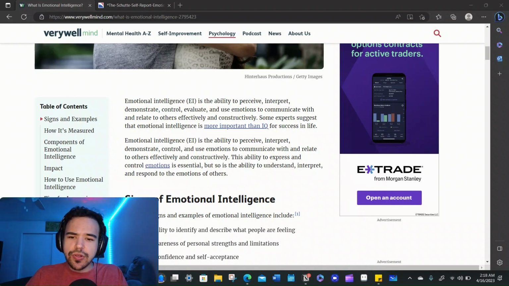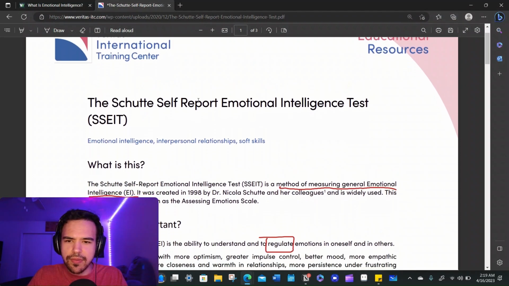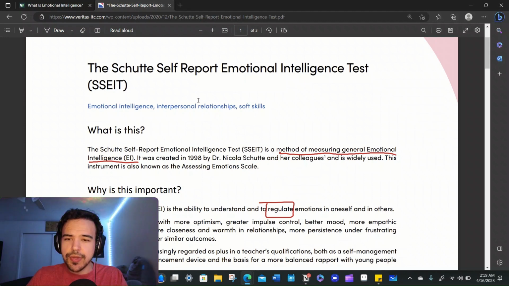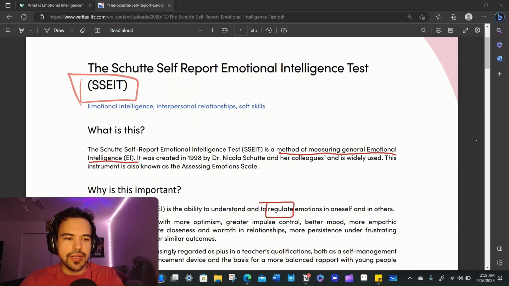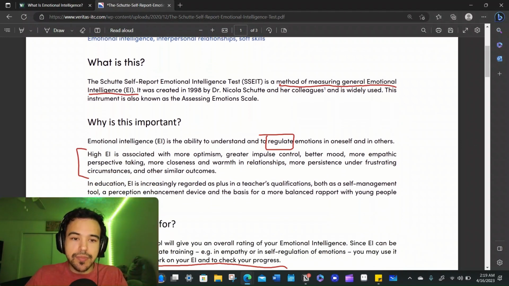This ability to express and control emotions is essential, but so is the ability to understand, interpret, and respond to the emotions of others. Now, I found this, which I may have taken before, but it looks really familiar. I'm assuming that's pronounced Schutte, but it's the Schutte Self-Report Emotional Intelligence Test. If I were you, I would just type that into Google and take the test. It is a method of measuring general emotional intelligence. I didn't give us anything too hard. There are measures out there that you have to pay a lot for, that they actually use for studies and things of that nature. But this just gives us a general idea. And I think I've taken it before, but I retook it now.